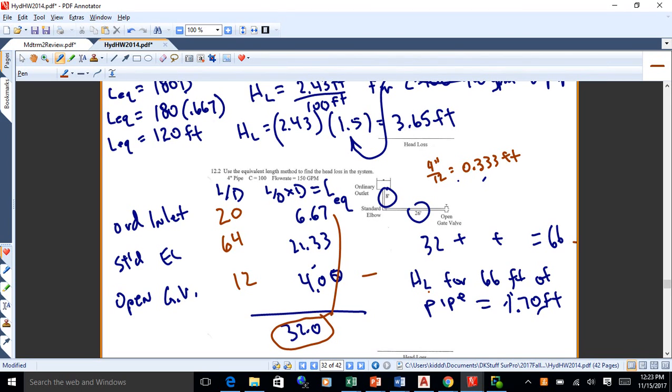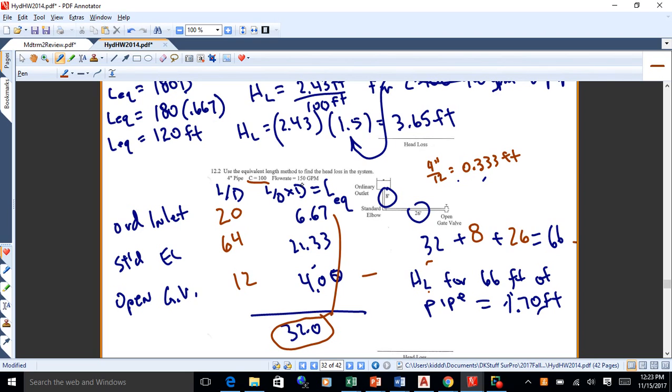So that adds 32 extra feet of pipe to the 8 and the 26 that are already there. When you add everything up, you get 66 feet of pipe. So running the water through the outlet, through the elbow, and through the open gate valve creates the same head loss as 66 feet of pipe would. Okay.